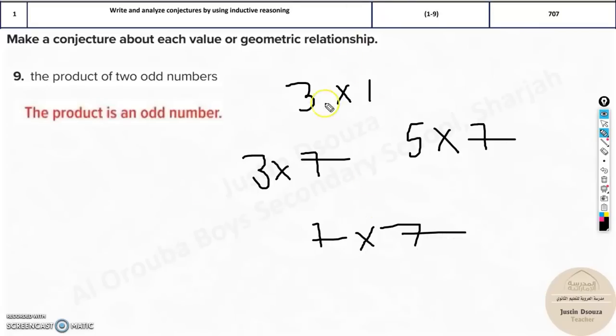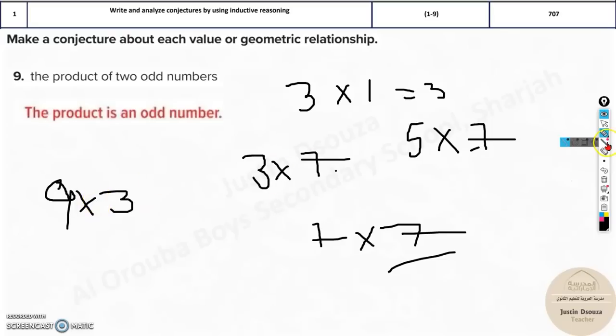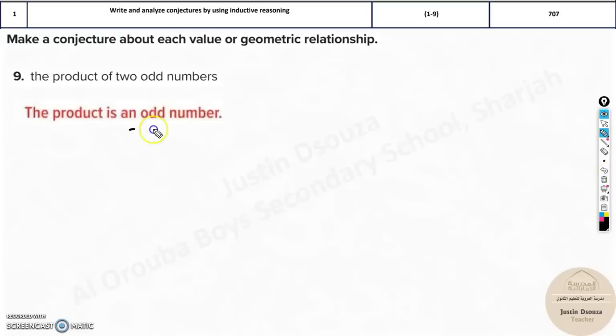Okay, you can take more examples. Multiply them. Over here, the answer is 3. Here it's 21, 35, 49. Every time 9 into 3, 9 threes are 27. So every time you take 2 odd numbers, the product is also an odd number. That is the conjecture. You take some examples, check it out, and then you can write it.